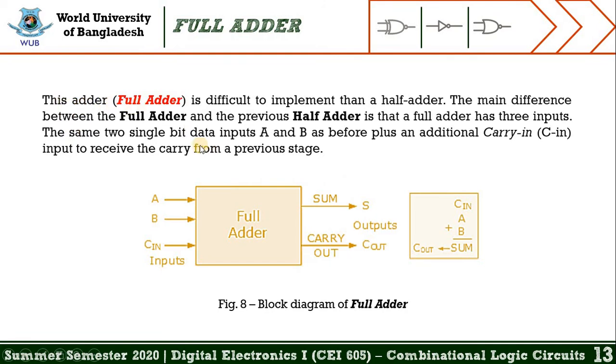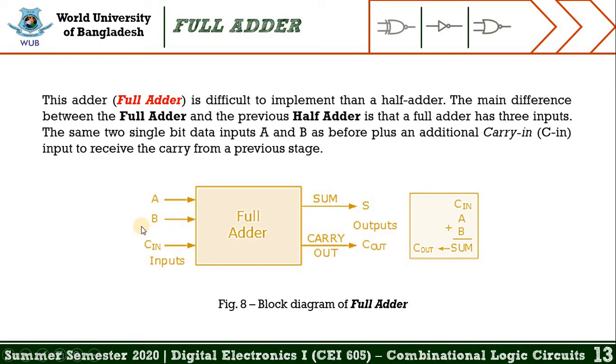From this slide, we may learn about the full adder as well as the block diagram of the full adder. So let's start with the overview of the full adder. A full adder is more difficult to implement than a half adder. The main difference between the full adder and the previous half adder is that a full adder has 3 inputs. On the other hand, a half adder has only 2 inputs: the same 2 single bit data inputs A and B as before, plus an additional carry in, Cin in short, to receive the carry from the previous stage.